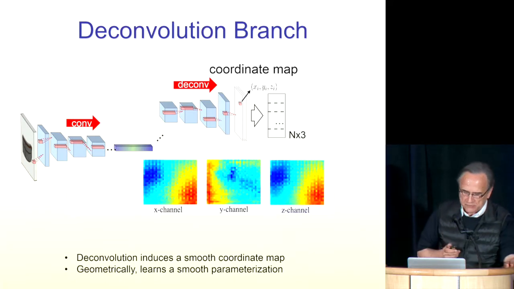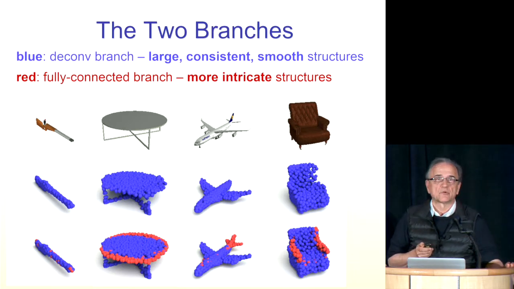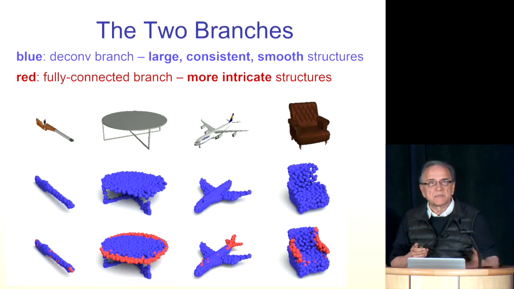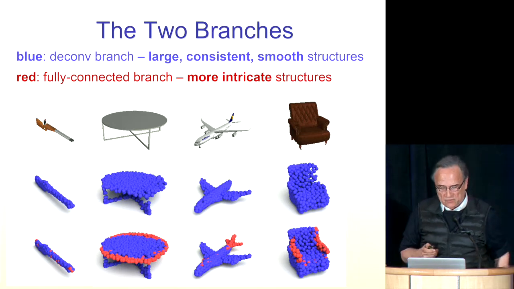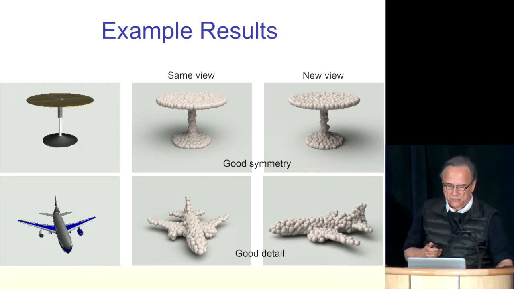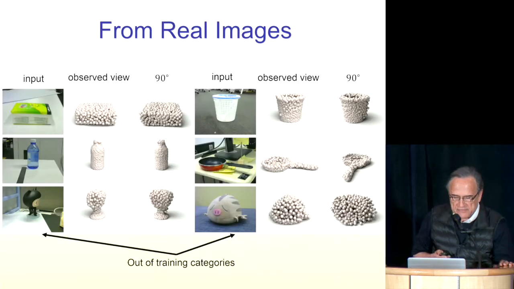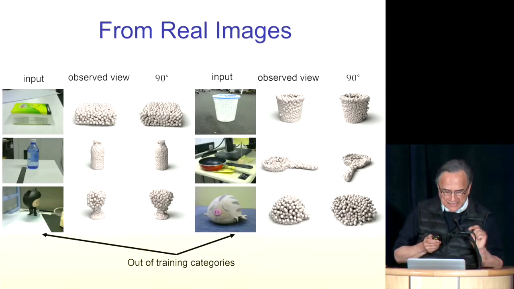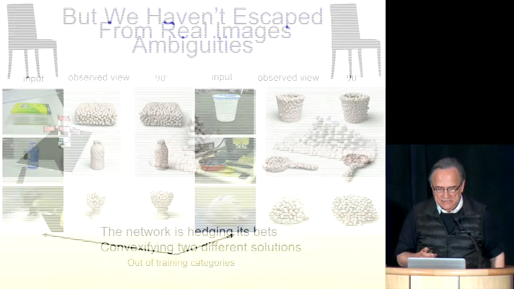And again, due to lack of time, let me skip over the details of this, but I show some examples here where the blue is what's coming from the deconv branch, this smooth, normal part of the shape, and then the red part comes from the fully connected branch that gives you the more detailed, fine aspects of the shape. And here's some examples where I take an image, I show the same view, and then a different view of the 3D geometry constructed this way. And even the method has been trained in a class-agnostic way across all classes, and is able to be applied to new categories. I think I'm essentially out of time.